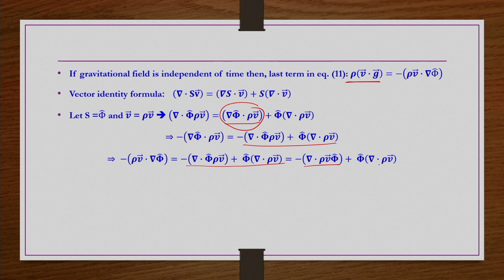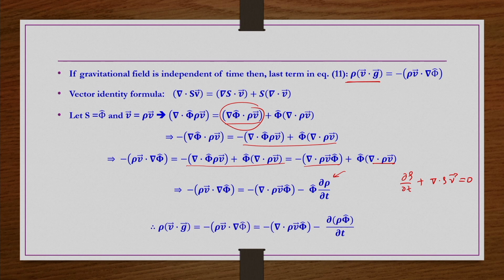In the next step, this del dot rho v from the continuity equation is nothing but minus dou rho by dou t, that is, dou rho by dou t plus del dot rho v equals 0 from the equation of continuity that we know. So, in place of del dot rho v I am writing minus dou rho by dou t, and phi tilde is as it is. Then in place of rho of v dot g we can write minus del dot rho v phi minus dou by dou t of rho phi tilde.